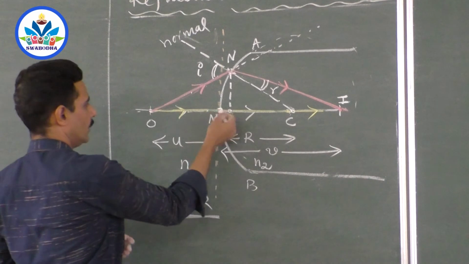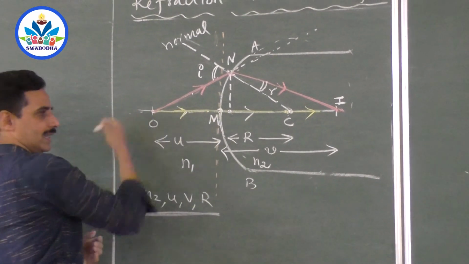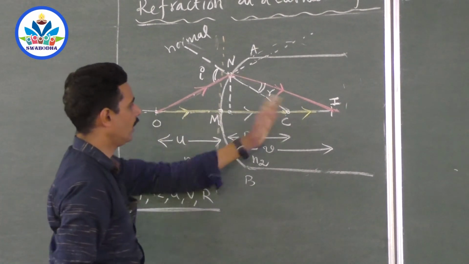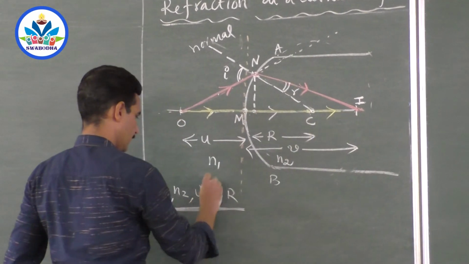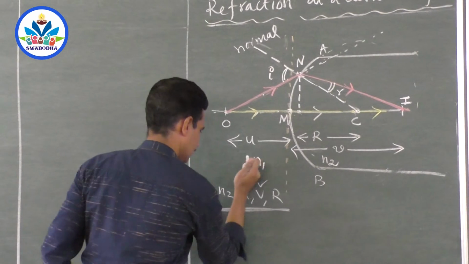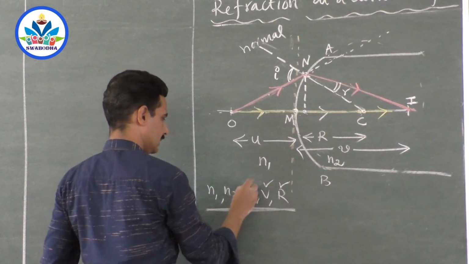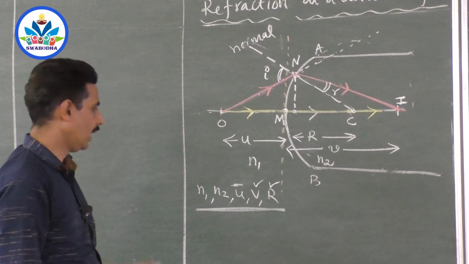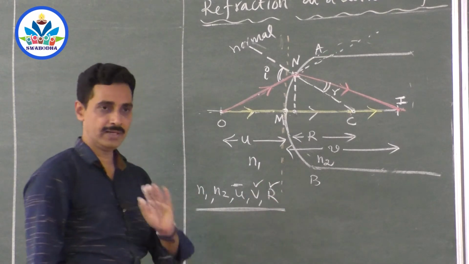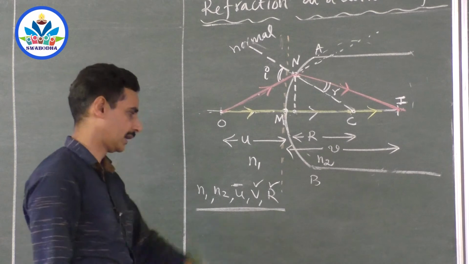When you start from the pole, you have to measure the object distance towards the left side, so it is negative. All the other things are positive. Radius positive, image distance positive. So this is positive, this is positive, this is negative. That you can remember. Okay, now I have to connect all these things. Finally, what formula I should get, I'll write it now only.